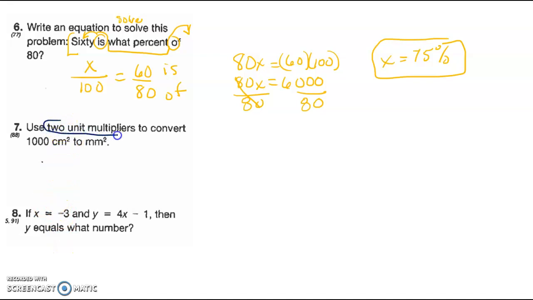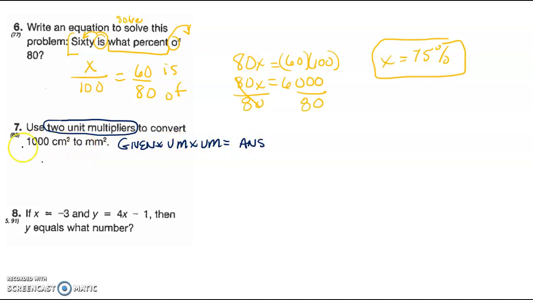Two unit multipliers. Okay, so I don't even have to read the whole problem before I go ahead and write out my given times my unit multipliers is equal to my answer. I highly suggest, if you struggle with this type of problem, which is about 99% of the class, that you write this down every single time.